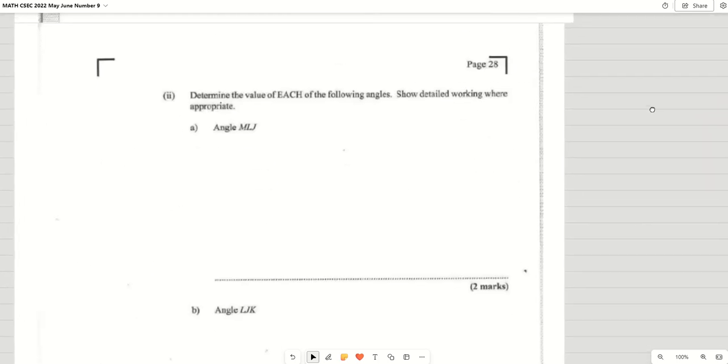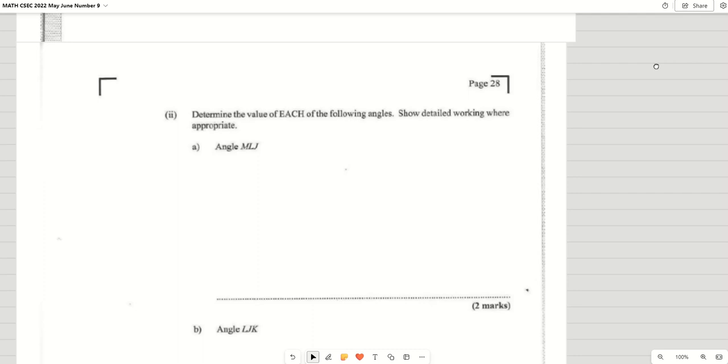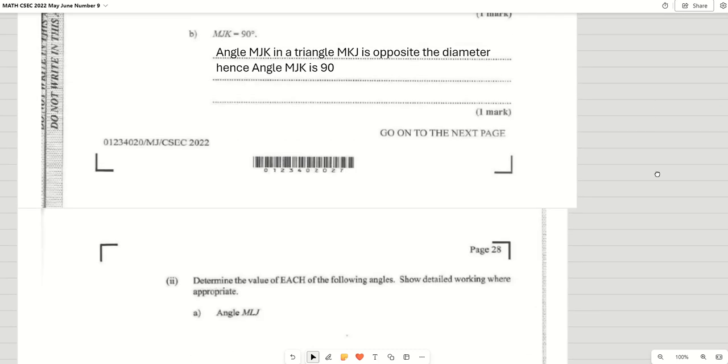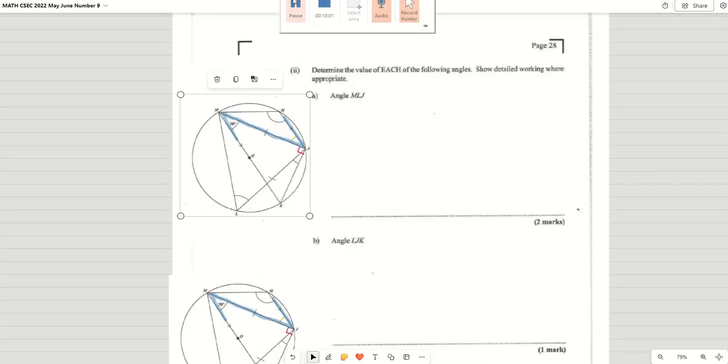Let's read the next one. Determine the value of each of the following angles. Show detailed working where appropriate. They want to know what is angle MLJ. Just to make my life easier, I put the images here.